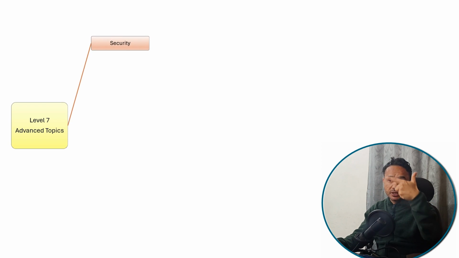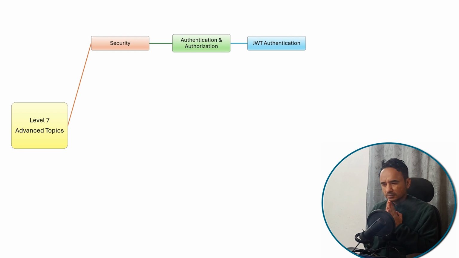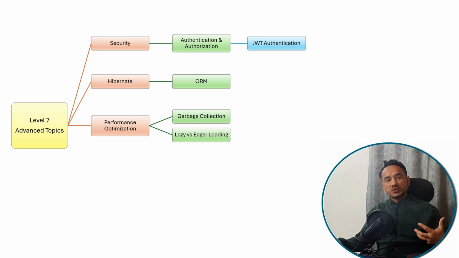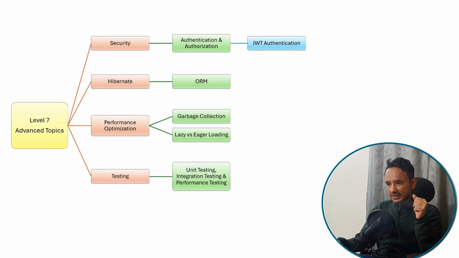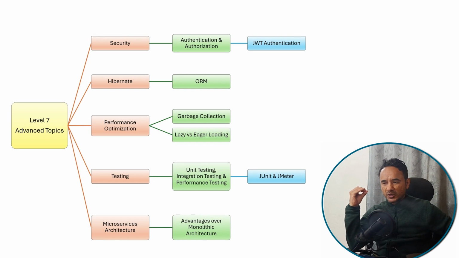Here, for securing, you have the security topic. Inside security there are many things, but the most important nowadays is authentication and authorization, where you must know what JWT authentication is. Nowadays very important in securing your APIs. Next topics are Hibernate and ORM. Next, you have to learn performance optimization, how to improve the performance of your application. You have to understand how garbage collection works and how lazy and eager loading help you, and which one you have to use to optimize the performance of your application. Next are testing techniques like unit testing, integration testing, and performance testing using any tool. Most popular are JUnit for unit testing and JMeter for performance testing. And finally, explore microservices architecture, which basically provides many advantages over normal monolithic systems.